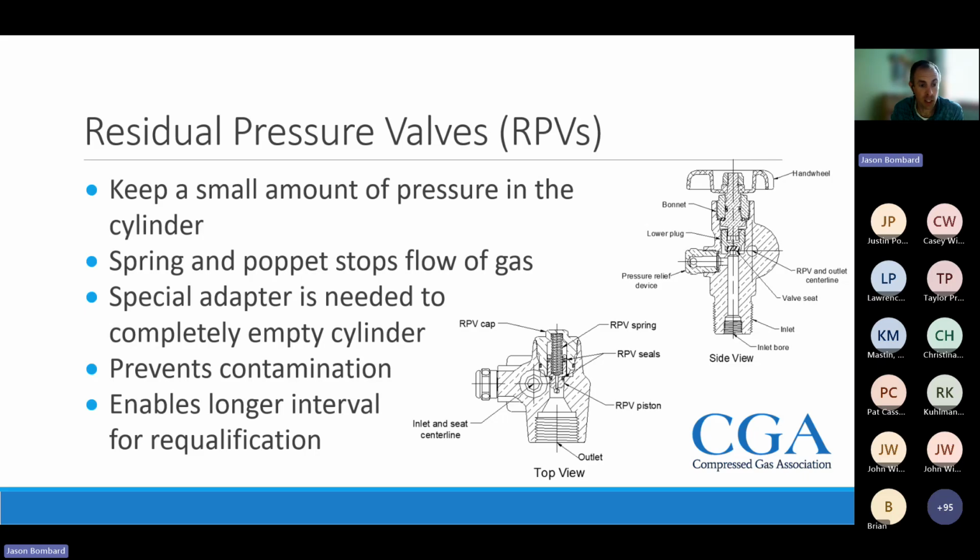A hazard associated with these is that you need a special adapter to completely empty the cylinder because you always have that little bit of pressure in them. So before you pull the valve on one of these cylinders, you need to make sure that they are actually empty. But these are enabling longer intervals for requalification in the industry, and it's generally safer.